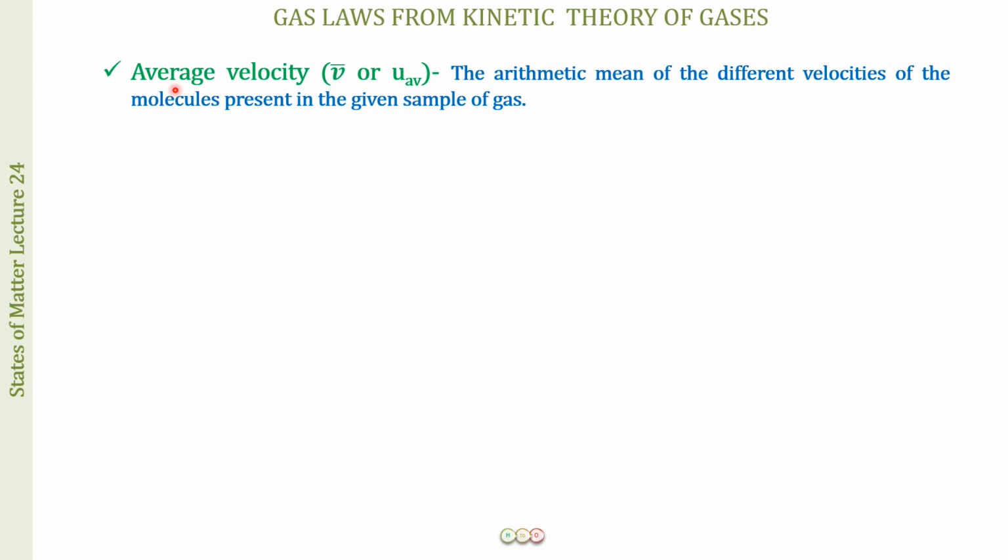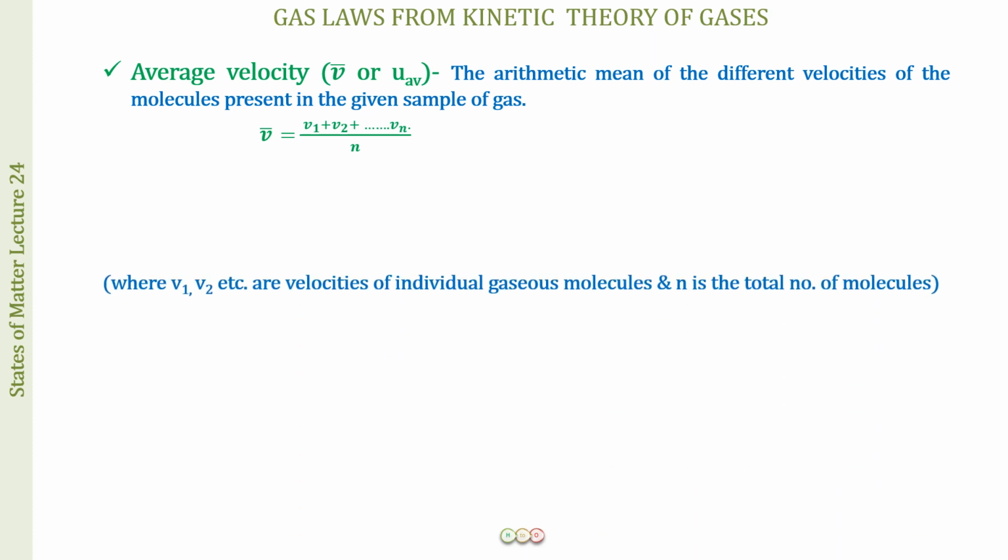So the next velocity term that we have is the average velocity. And this is something that you've already learned while we talked about the kinetic gas equation. This was the first slide of the last lecture, right? So what is average velocity? Well, this is going to be the arithmetic mean of the different velocities of the various molecules present in the given sample of gas, and we are going to find it out by summing up all the different velocities of the gas divided by the n number of molecules to get the average velocity.